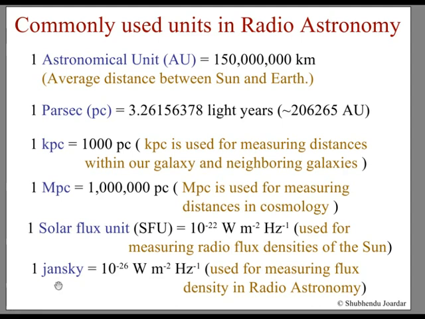Then there is one more unit called Jansky, named after the inventor of radio astronomy. 1 Jansky is equal to 10 to the power minus 26 watts per meter square per hertz. It is still smaller than 1 solar flux unit.